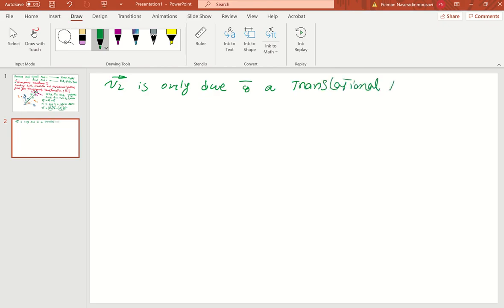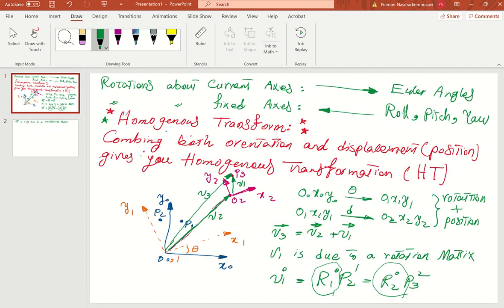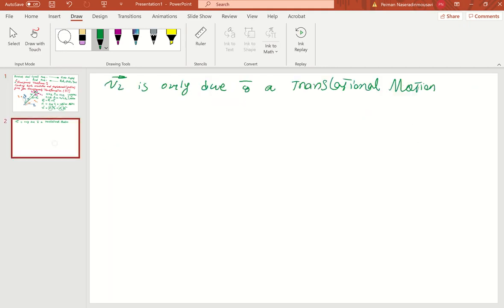Translational motion. How much? I'm naming this displacement of the origin of frame 2 with respect to 0. That's right. The origin of this frame, O2, X2, Y2, with respect to the fixed coordinate system. So this is D2 with respect to 0.